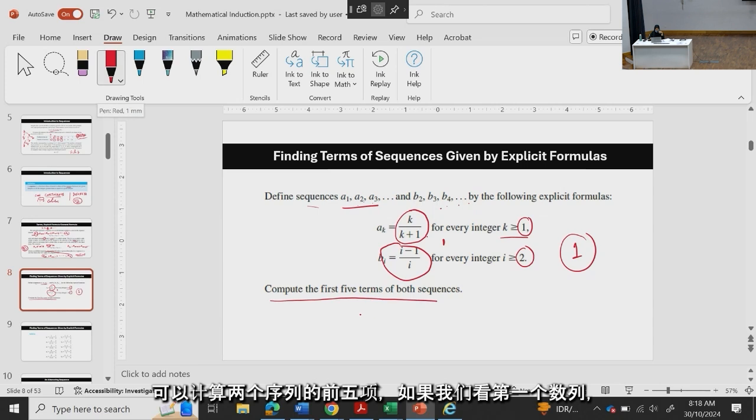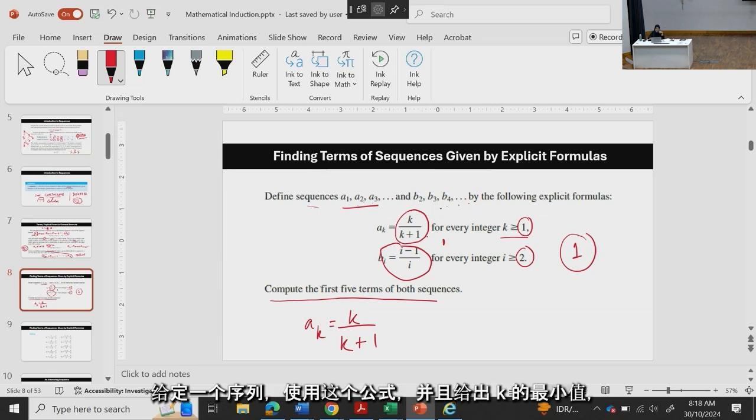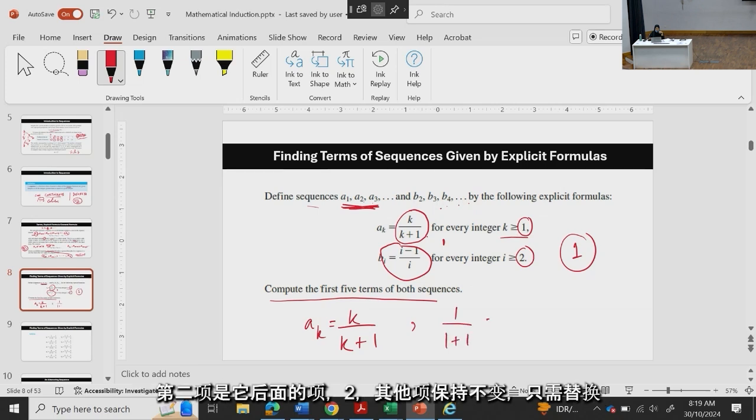So if we look at the first one, first explicit formula, it is k over k plus 1, and you are asked to find out the first 5 terms in a given sequence using this formula. And the smallest value of k is also given to you, which is k is greater than or equal to 1, meaning 1 is included. So your first term will be this. Second term will be the one after it, 2.